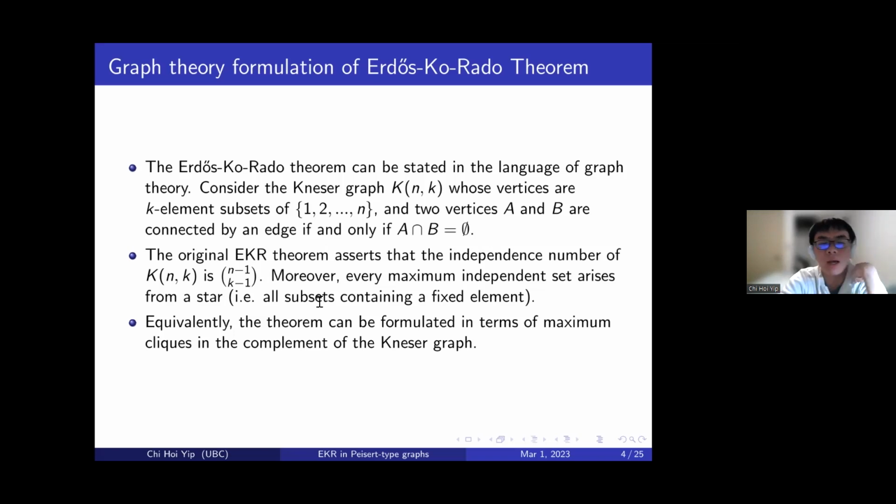So in our case, we are more used to talking about cliques. So basically cliques and independent sets are equivalent. So if we want to work on cliques, we just need to work on the complement of the Kneser graph.